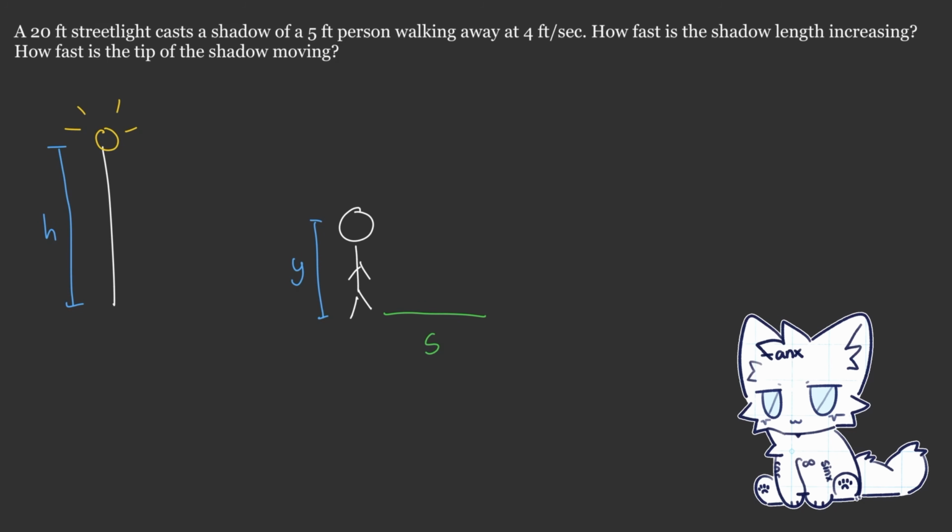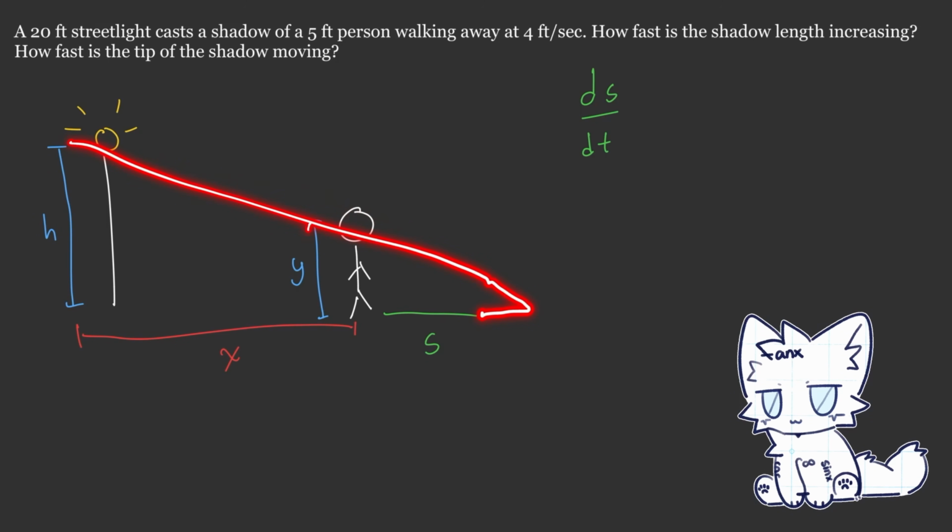How fast is the shadow length increasing? So we need to find the rate of change of the length of the shadow with respect to time. And let's focus on finding this first. So we can label the distance between the two as x. And notice, do you see a triangle and a similar triangle case? This triangle is just a smaller version of this triangle.